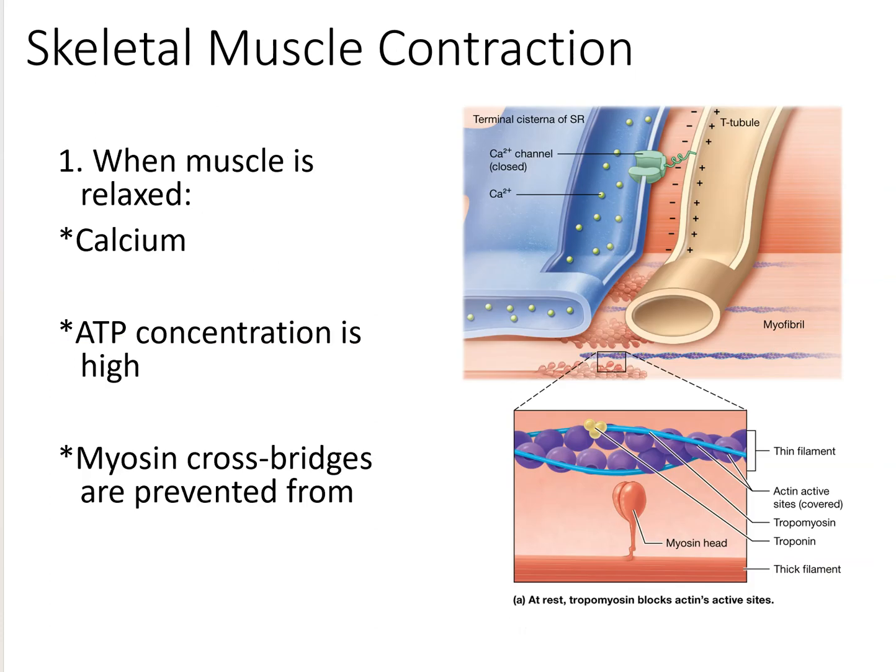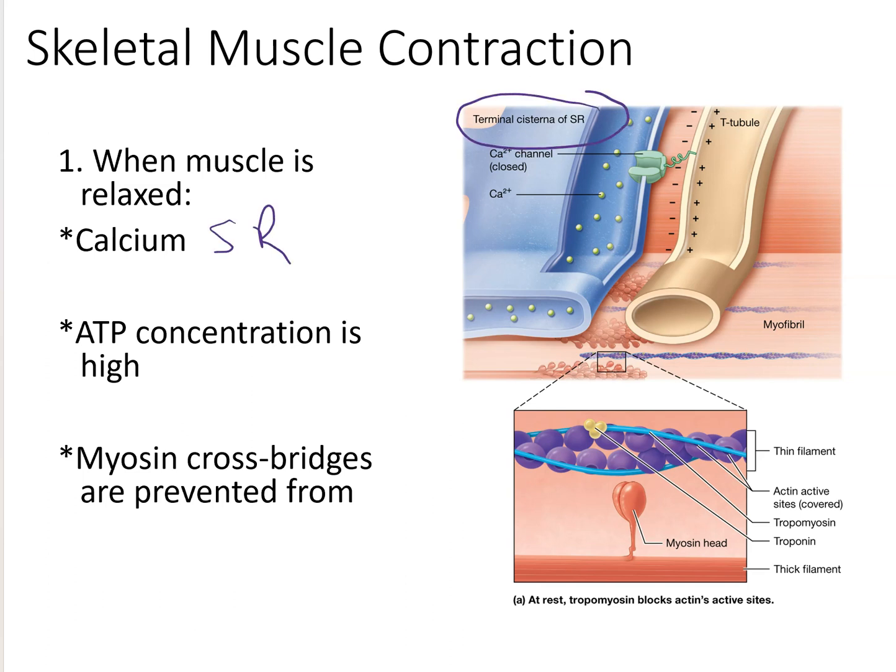So let's go over the steps for muscle contraction. We're going to look at skeletal muscle contraction. Before we go through it, we first have to mention what it looks like when it's relaxed. So, just a few things. When skeletal muscle is relaxed, calcium concentration is high and it's in the SR.